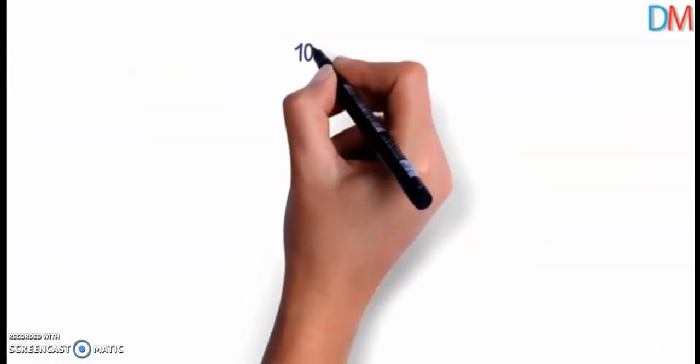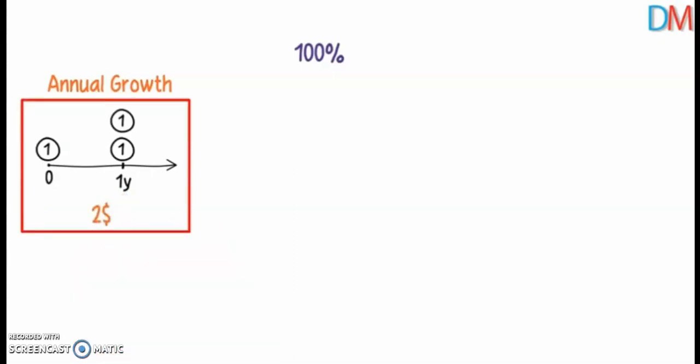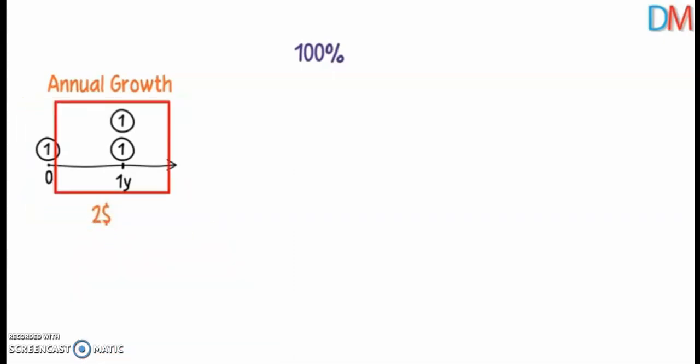We take the example of $1 growing over one period at 100% growth. First, we look at the annual growth based on what we saw. At time 0, we would have $1. And at the end of the year, we will have $2. This doesn't seem right because all the interest cannot appear on the last date.